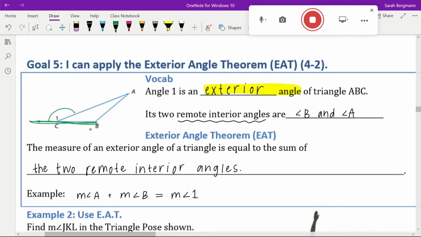This time we extended side CB to form angle 1. The two remote interior angles for angle 1 are angle B and angle A. Remote interior angles, this is another vocab word that you should know. It means the angles that are inside the triangle that do not share the vertex with angle 1.